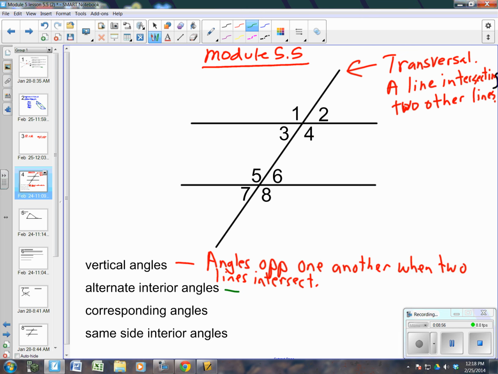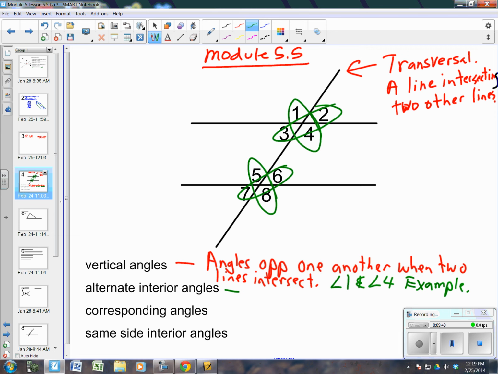So, which angles are opposite from one another when 2 lines intersect? Give me an example. 1 and 4 is an example of vertical angles right here. So that's it. Where else? 5 and 8. Where else? 6 and 7. Where else? 2 and 3 are examples of vertical angles. So just so you have it in your notes, I would put angle 1 and angle 4 is an example. You don't have to put all the examples, but angle 1 and angle 4 would be an example. Christian, we're just starting the notes for lesson 5.5.